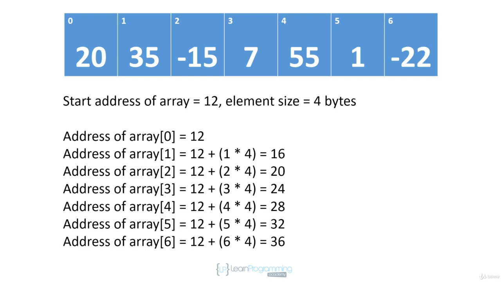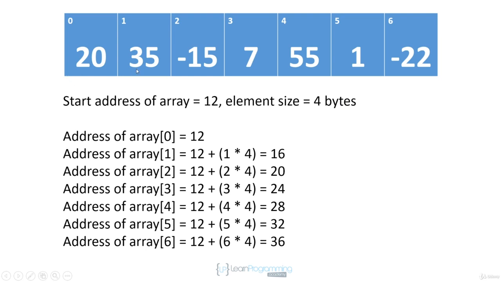So if we wanted to get the element at array 0, that's equal to the start address of the array, right? Because the array starts here at 12. And so the first element of the array is going to have the same address as the beginning of the array. So if we want the address of array 0, we get 12. If we want the 35, we need to jump past the 20. And so if we want array 1, we're going to start at 12, and then we're going to add 4 bytes. Because we know that the size of each of these elements is 4 bytes.